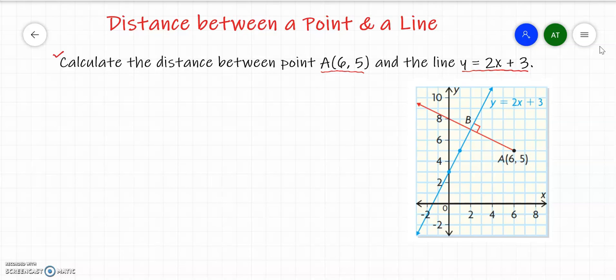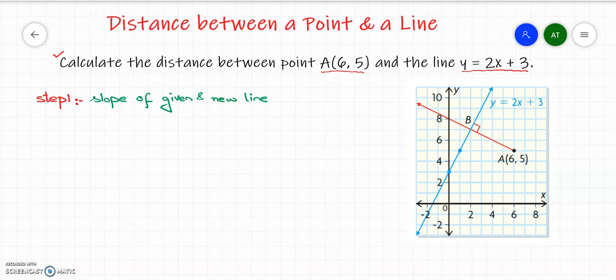So let's begin with step 1. In step 1, we need to find the slope of the given line and the slope of a new line. Slope of given and new line.